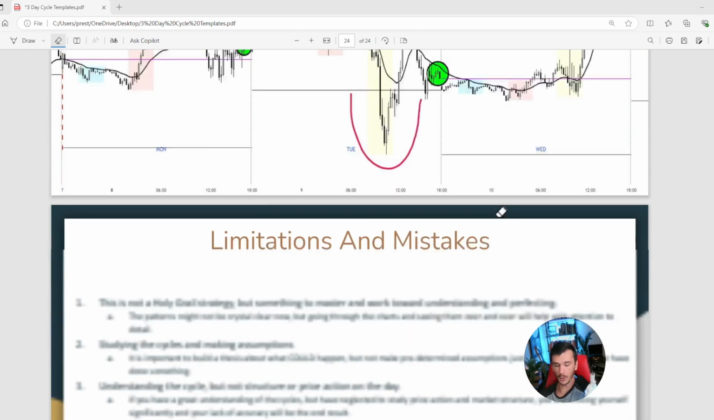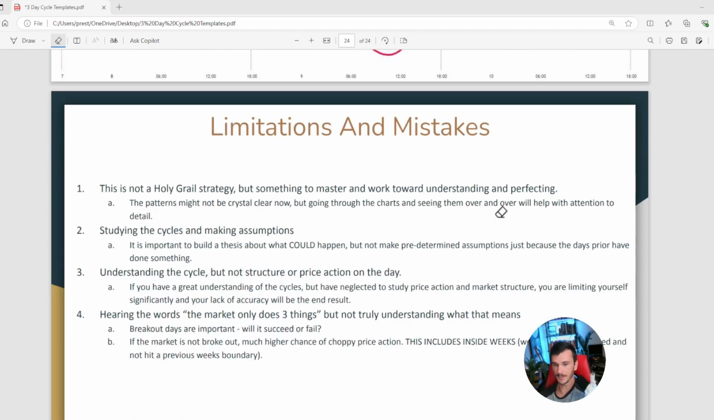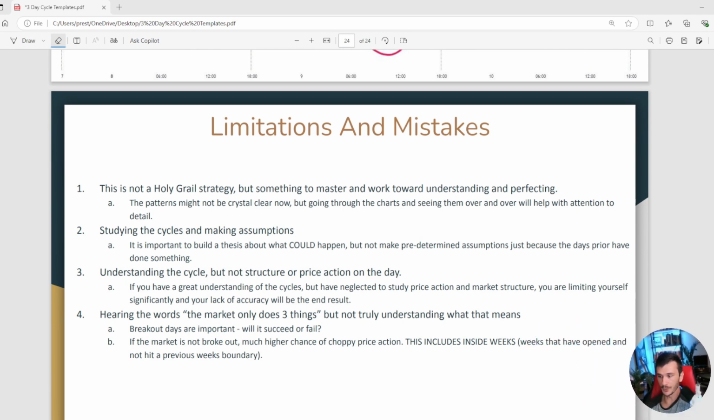And then, of course, there are still some limitations and some mistakes. This is not a perfect system. This is not meant to be the golden goose or the holy grail. If the patterns aren't clear to you, just go back and do some more studying. Find these 3-day rectangles, find the dump patterns, find the pump patterns, and take some of the things that I've talked about as far as the ways of identifying the templates.